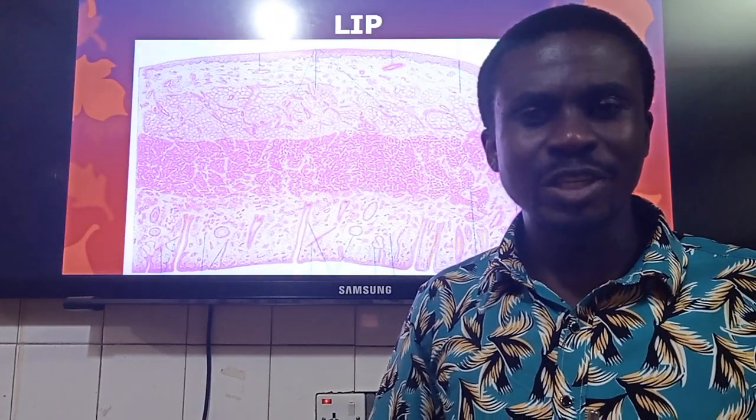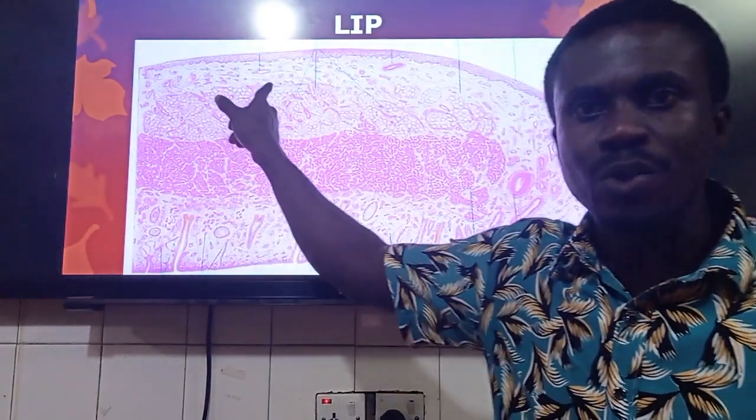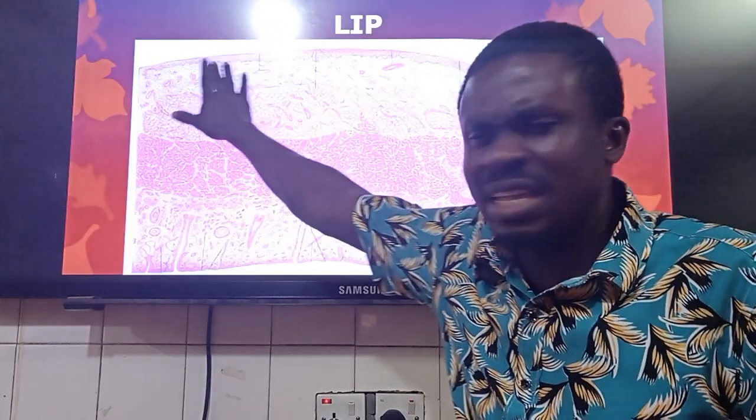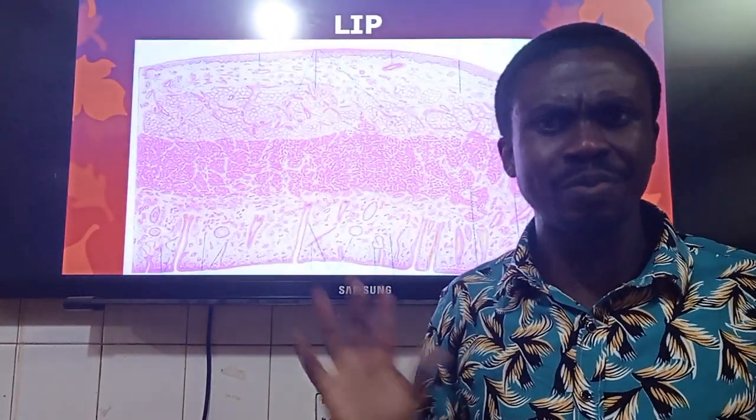And my friends, usually we want to see the glands dwell in the lamina propria, but this time around, we don't see the glands dwell in the lamina propria. Yes, in the lamina propria, you will see lymphatic vessels, you'll be seeing blood vessels, nerves, and what have you. They will be present.